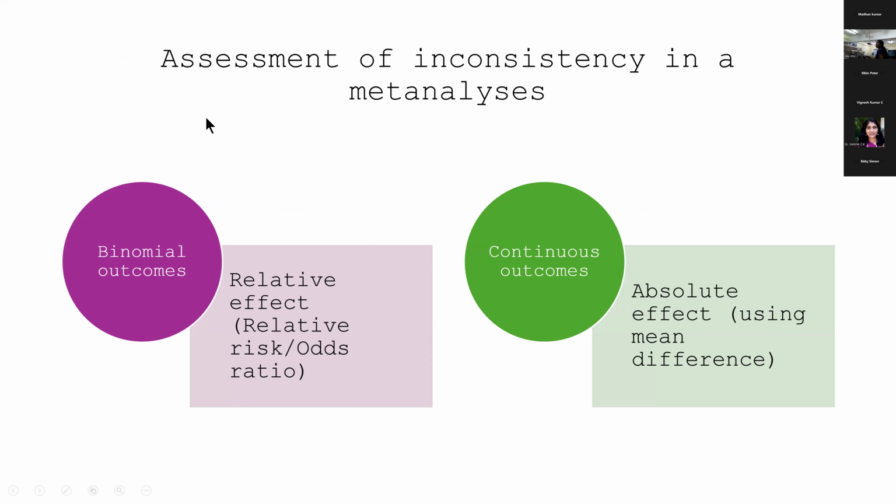Okay, so when you assess for inconsistency in meta-analysis, for binomial outcomes, we always use relative effects. But what about continuous outcomes? Continuous outcomes don't have any relative effects. You only have an absolute effect. That means a mean difference. So for continuous outcomes, you use absolute effect.